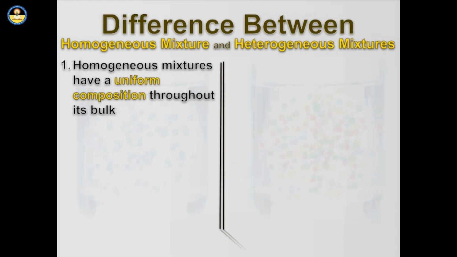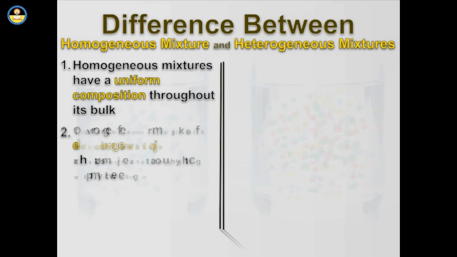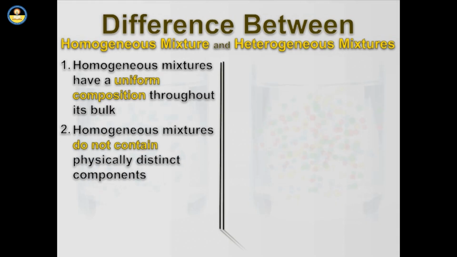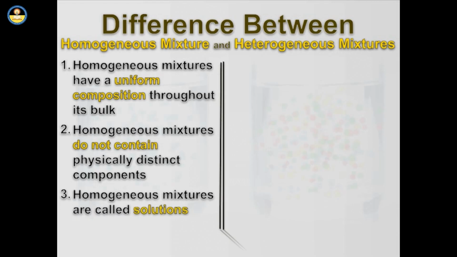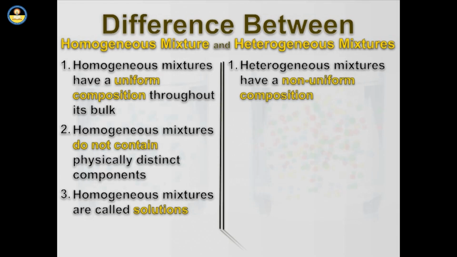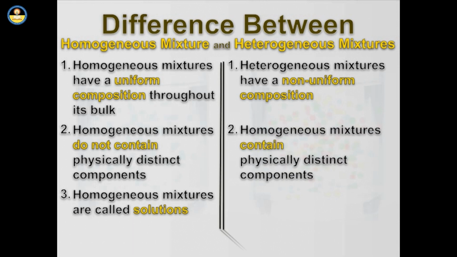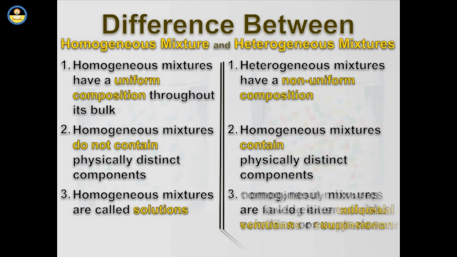Homogeneous mixtures are those which have a uniform composition throughout its bulk. They do not contain physically distinct components. Homogeneous mixtures are called solutions. On the other hand, heterogeneous mixtures have a non-uniform composition. They contain physically distinct components and are called either colloidal solutions or suspensions.